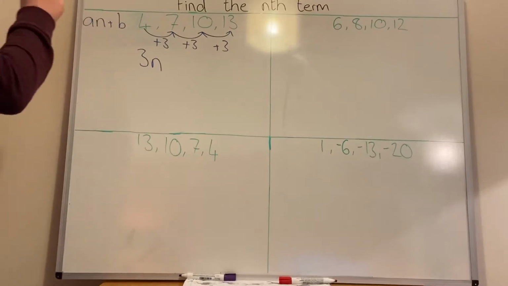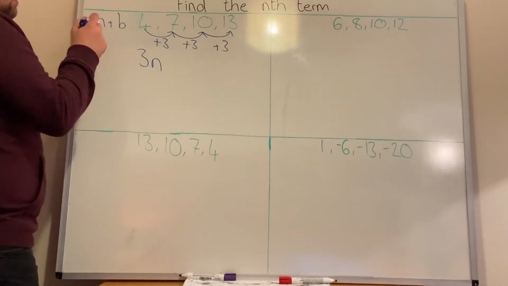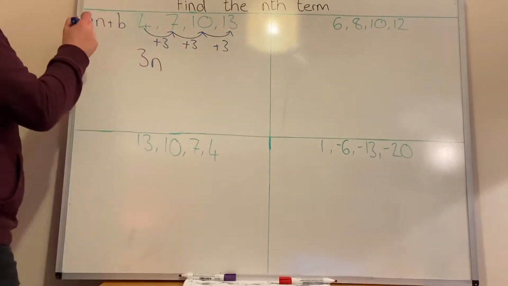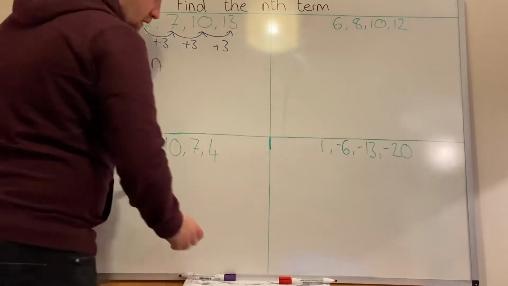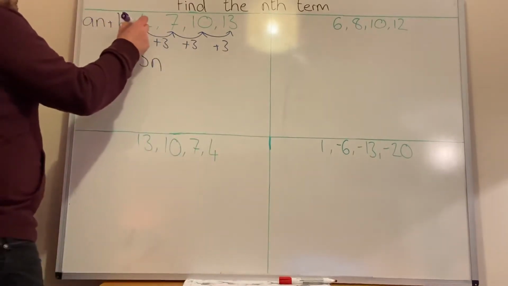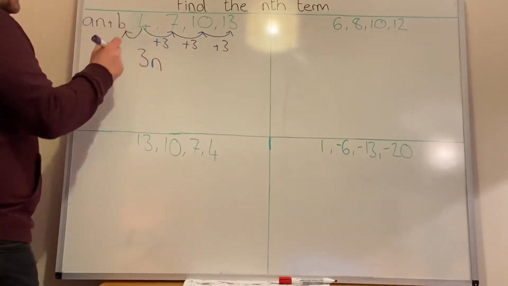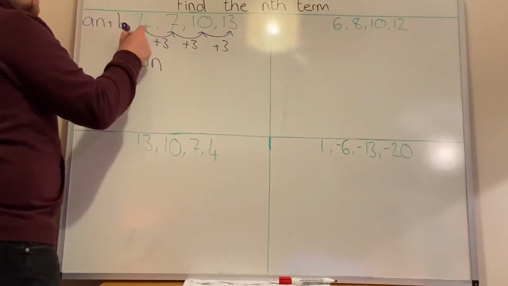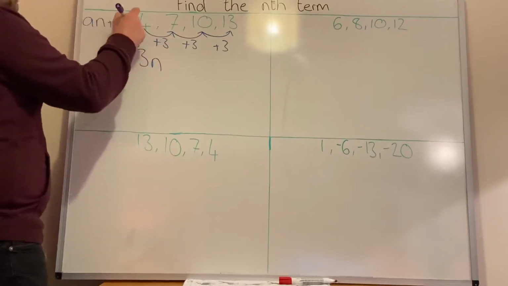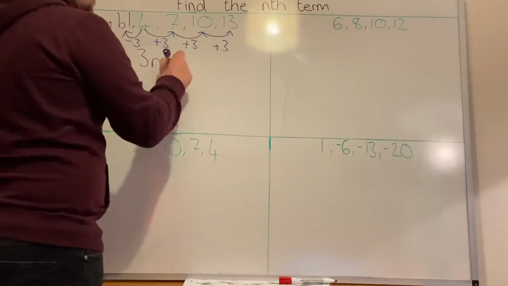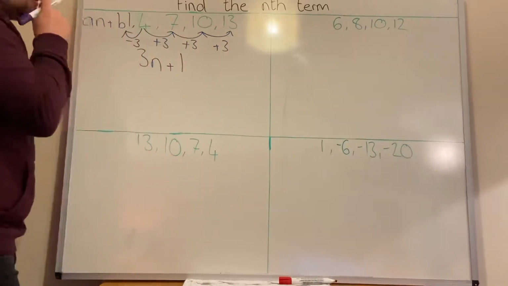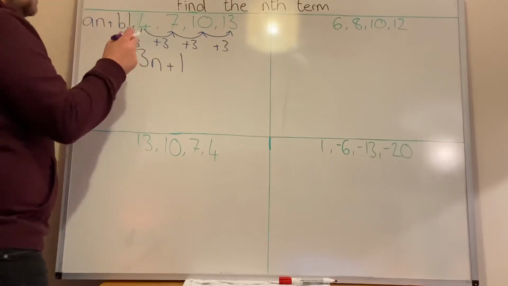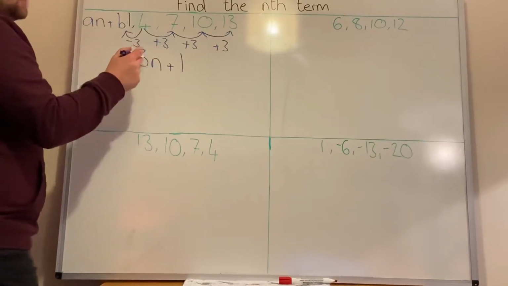Just to remind you, the term-to-term rule, what you do to get from one term to the next term, is what your letter a is. For the second part, b, is what the term is before the first term. So if we're adding 3 to go that way, to go this way, we are minusing 3. 4 minus 3 is 1. So our b is 1. So our nth term for this first sequence is 3n plus 1. You take the position, you times it by 3, and you add 1.